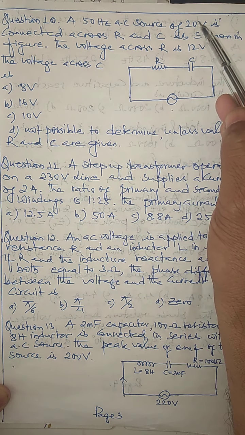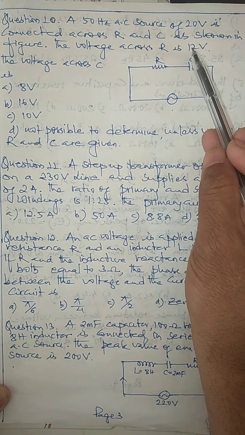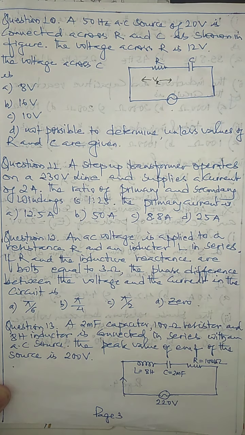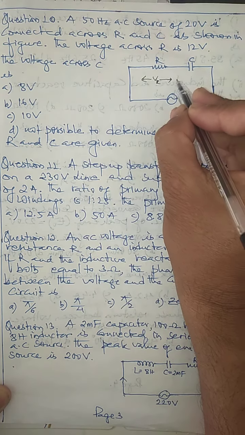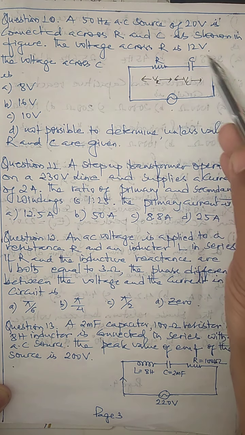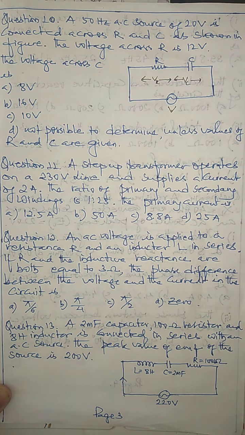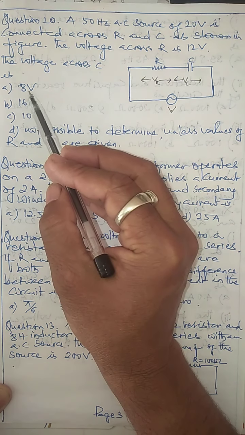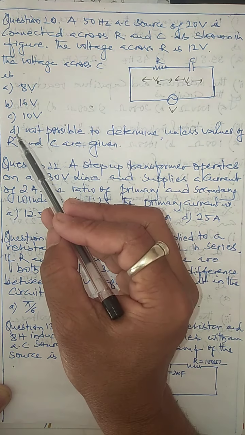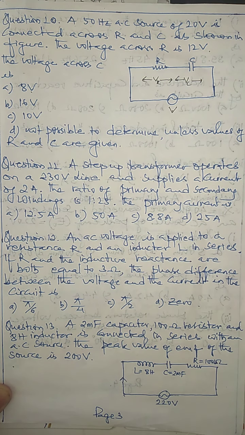This is the AC source, and how much voltage are you applying? 20 volt. Now the question says that the voltage across resistance is 12 volt. This voltage VR is given. Now what do we need to calculate? The voltage across capacitance, VC. We can easily calculate the voltage across capacitance when you know the voltage across resistance, and the supply voltage is given, that is 20 volt. There are 4 different options given. A is 8 volt, B is 16 volt, C is 10 volt, and the last option D is not possible to determine unless the values of R and C are given.